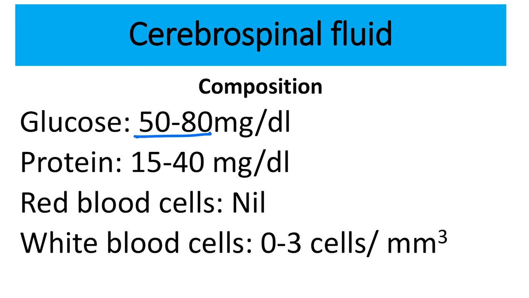Now the composition of the cerebrospinal fluid: glucose about 50 to 80 milligram per dl, protein 15 to 40 milligram per dl, red blood cells are usually nil, that means RBCs usually do not enter the cerebrospinal fluid. RBCs are confined within the blood vessels in the systemic circulation and within the brain substance, but they are not present in the CSF. And white blood cells 0 to 3 cells per cubic millimeter.